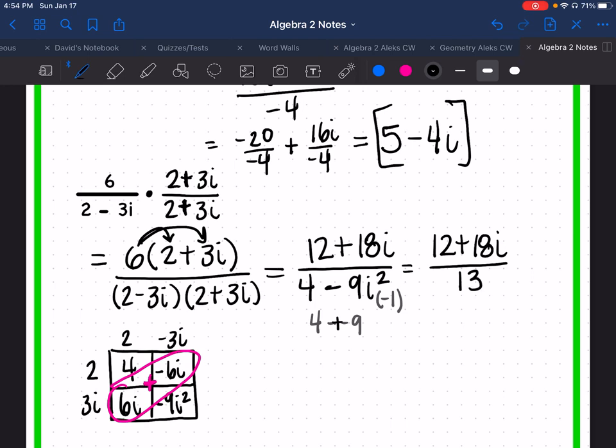The last thing I'm going to do is check, does 12 divide by 13? No. Just like the 20 divided by the 4, it did that in the last one. 12 and 13 is going to stay 12 over 13, and 18 over 13 is going to as well. This is my final answer.